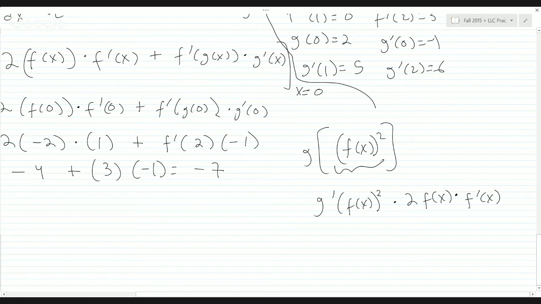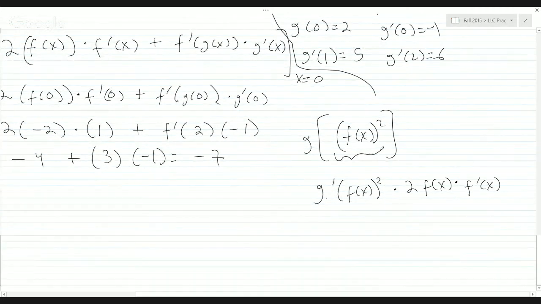They could have that on the test, and you guys would need to understand how that worked. We had the derivative of g of x with everything on the inside, times the derivative of what's the inside, which is 2 times f of x, and then we still have f of x, which was inside, so that's f prime of x.